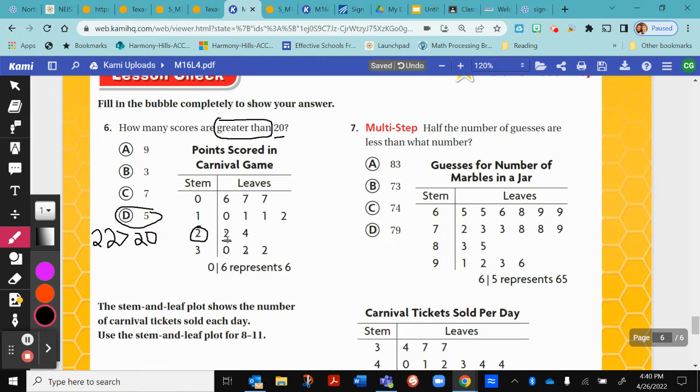Does that make sense? Okie dokie, great. Okay, let's go to the next one. This is a multi-step problem. So half the number of guesses are less than what number? Okay, so this is guesses for number of marbles in a jar.